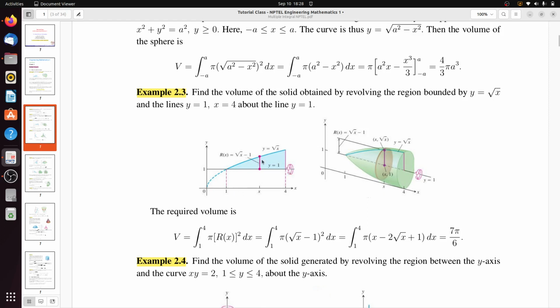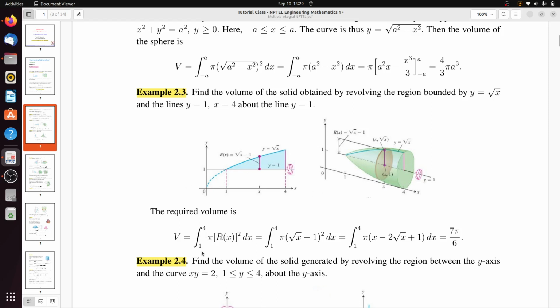So this is nothing but translating this x-axis to here. The distance from the x-axis is square root of x. So what is the distance from the straight line y equal to 1? The distance is square root of x minus 1. And your domain of integration is 1 to 4.